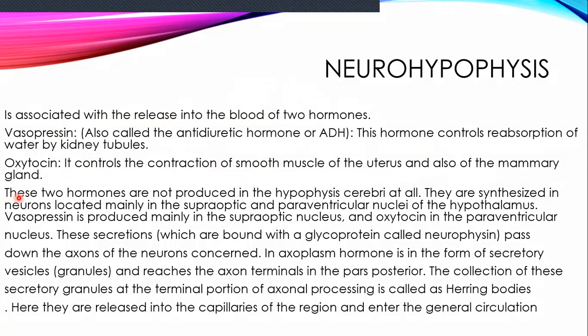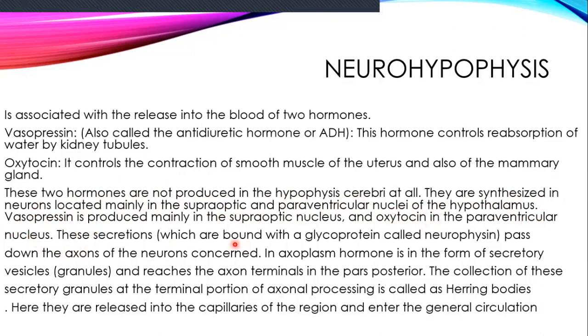Now, these two hormones are not produced in the hypophysis cerebri at all. They are usually synthesized in the cell bodies of the neurons located mainly in the supraoptic and paraventricular nuclei of the hypothalamus. Now, this is a very important point. Vasopressin or antidiuretic hormone is produced in the supraoptic nucleus, and oxytocin is produced in your paraventricular nucleus.